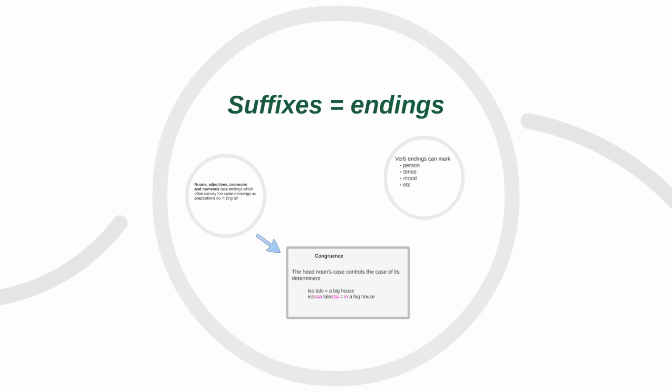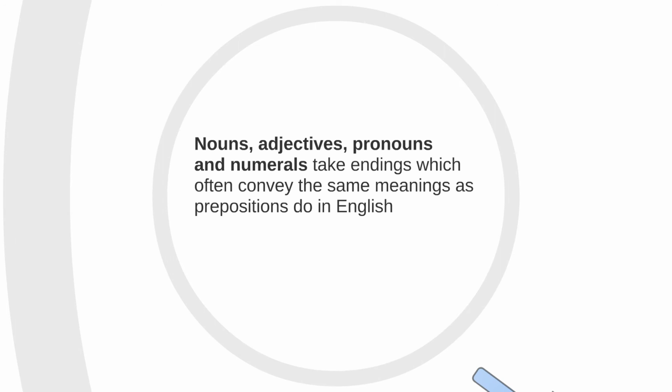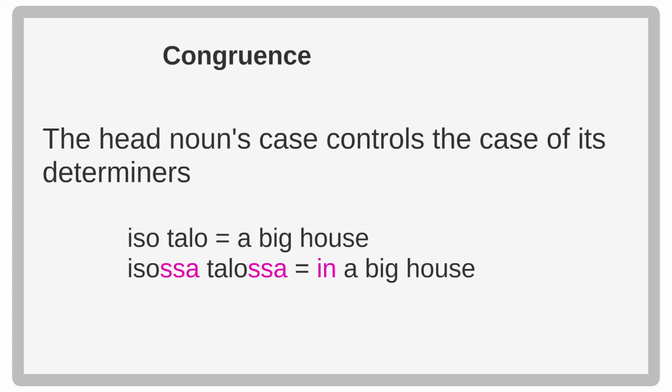There are, however, some suffixes. Lots of them. That means endings. And that means nouns, adjectives, pronouns, and numerals take endings, which often have the same meaning as prepositions do in English. Let's take an example.